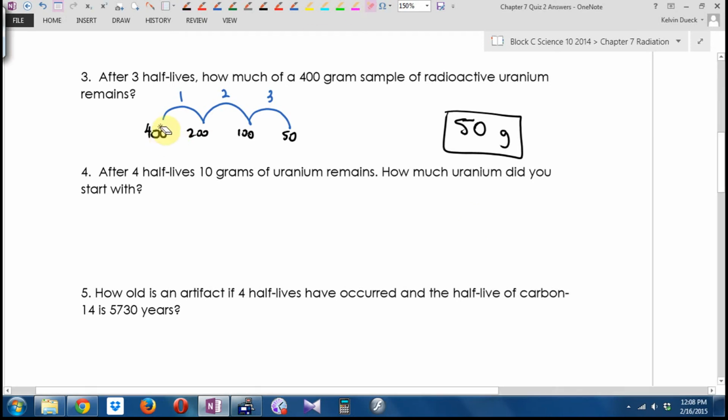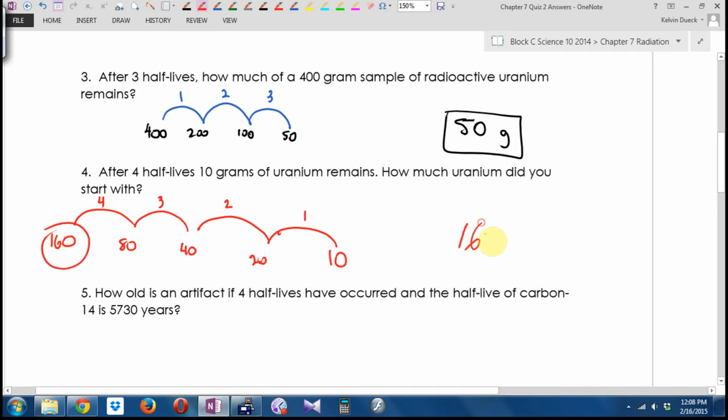Julia, instead of starting here and going this way, I'm going to say, they told me we finished with 10. There's 1 half-life. Going backwards, what must I have had beforehand? 20. 40? 80? You know what I had 4 half-lives ago? 160 grams.